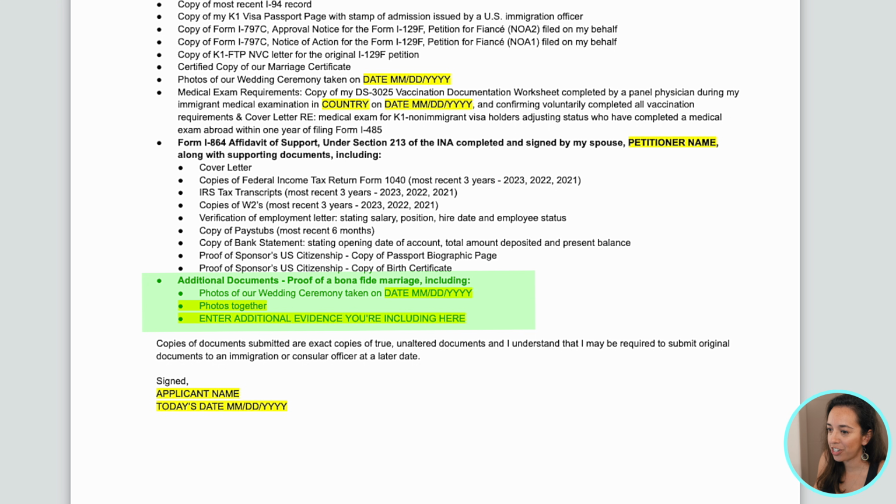Furthermore, there is a section for additional documents, which shows proof of our marriage, including photos and joint documents together. We really took a lot of care when writing this cover letter in ensuring we listed every item that is required, as well as providing detail to what we're including. At the bottom of the page, we sign this page by the applicant.